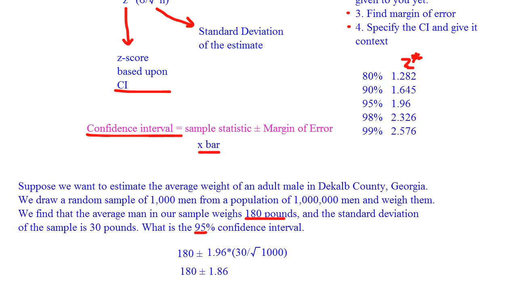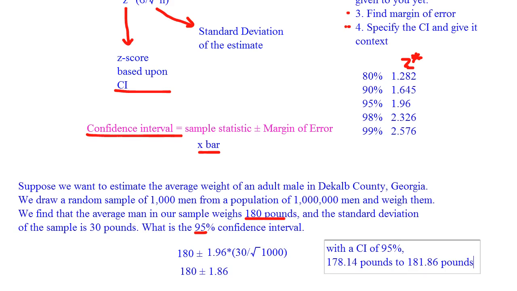Now that is the confidence interval, but we haven't done the last step yet, which is to specify the confidence interval and give it some context. So what we are going to say is that with a confidence level of 95%, we can say that if we collect any more data, it's going to be within this range of numbers, which would be 180 minus 1.86, which is 178.14 pounds, to 181.86 pounds, which is the plus part, the 180 plus 1.86.